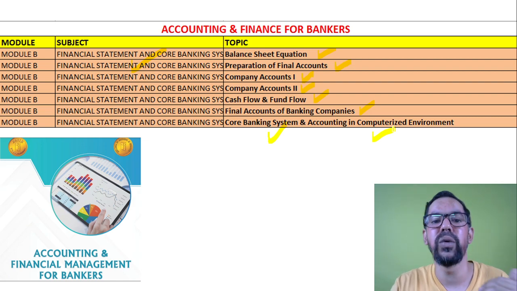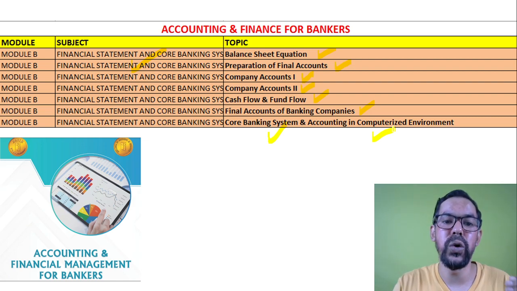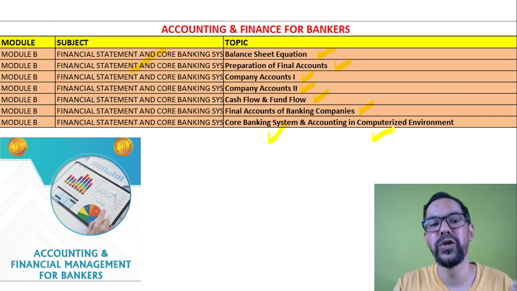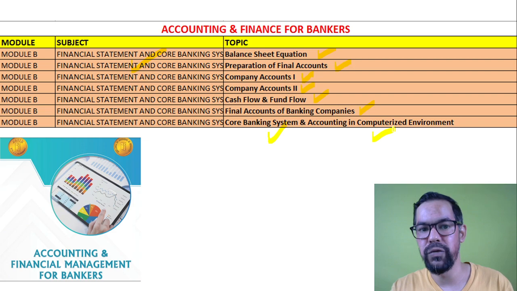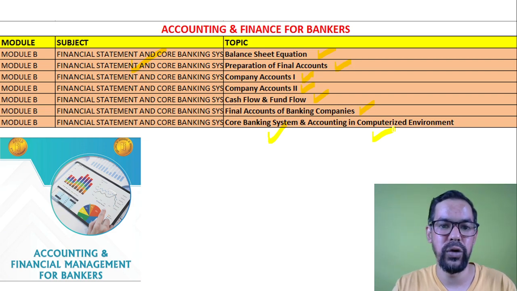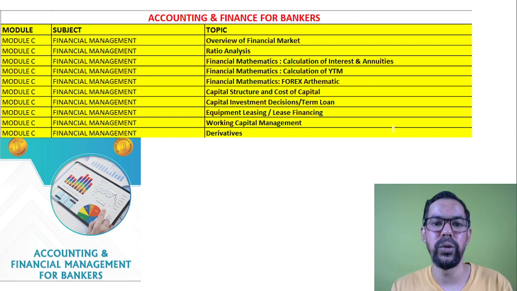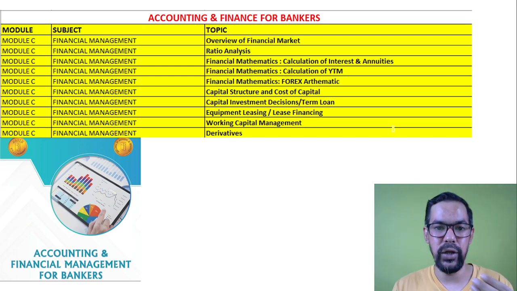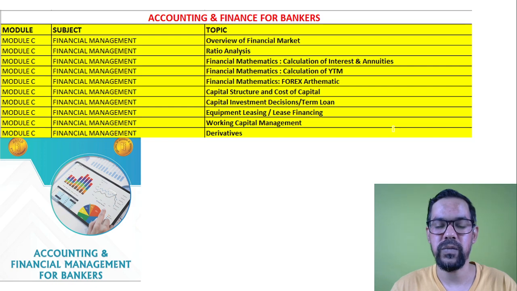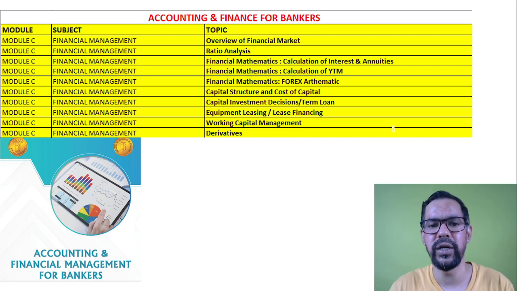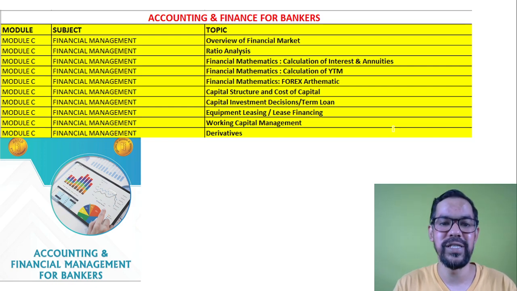To understand module B, you need to know the basics of module A. Whenever you plan your study, first go for module A, then come to module B, or you can skip module B for the time being. If you are planning for the AFM subject, you can start with module C as well, but you cannot start module B without module A.